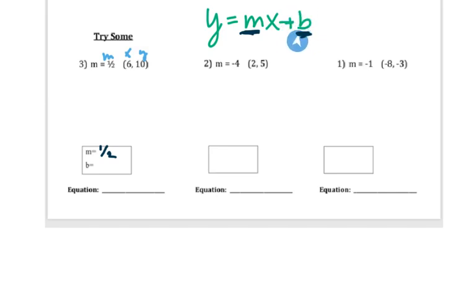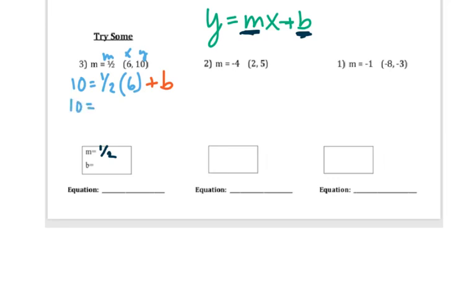So in order to solve for b, I plug in my numbers. So my y value is a 10 equals. My m is a 1/2. My x value is a 6. Then it says plus b. I have no clue what b is, so I'm just putting plus b. But now I can simplify.